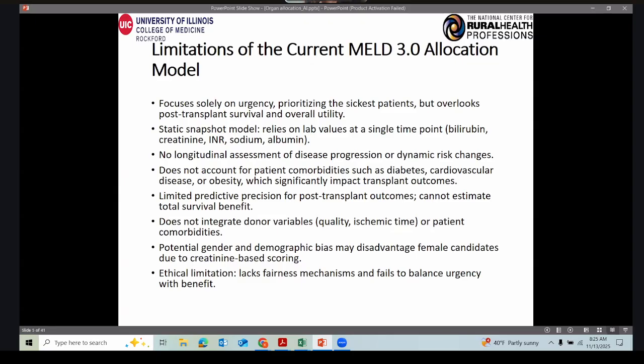The third limitation is it does not take into account comorbidities such as diabetes, cardiovascular disease, or obesity, all of which can strongly influence the liver transplantation outcomes and survival. Two patients might have the same MELD score, but their overall health and recovery potential could be very different.